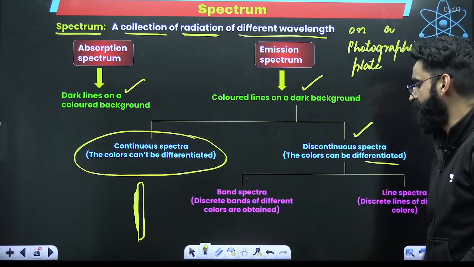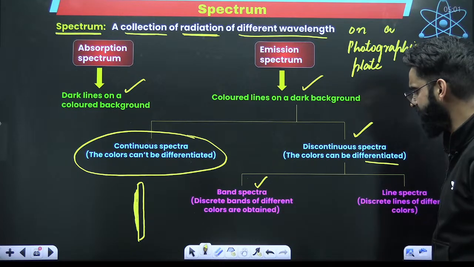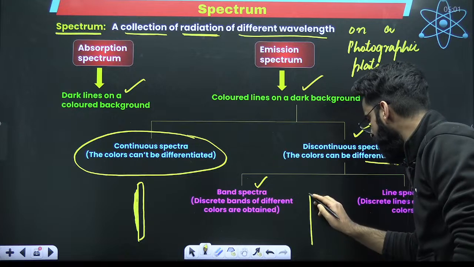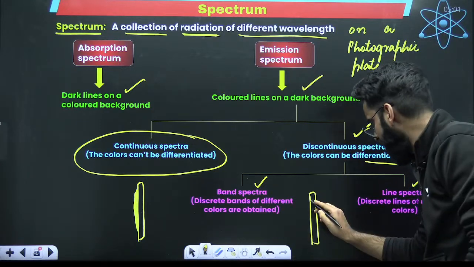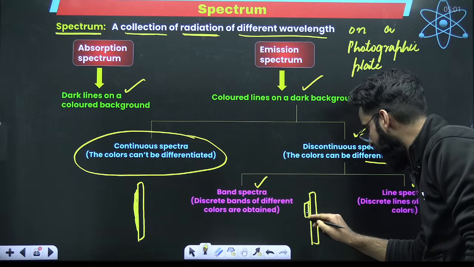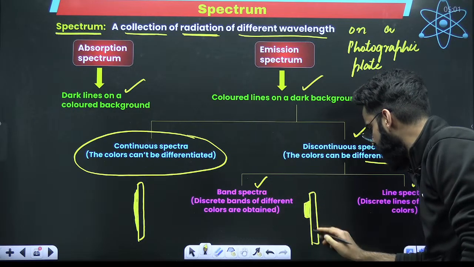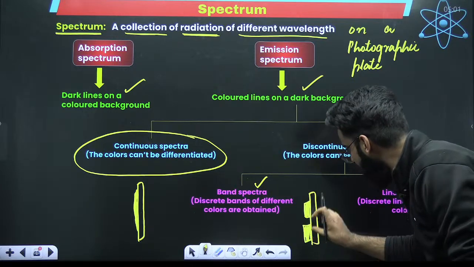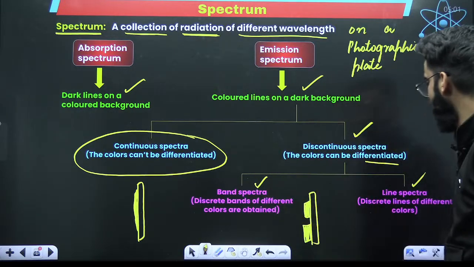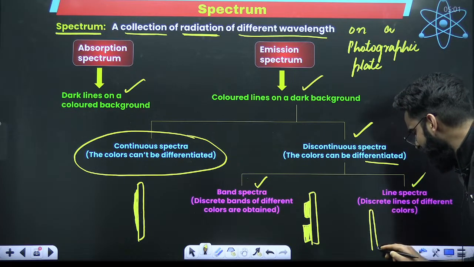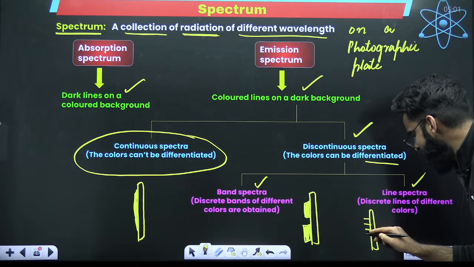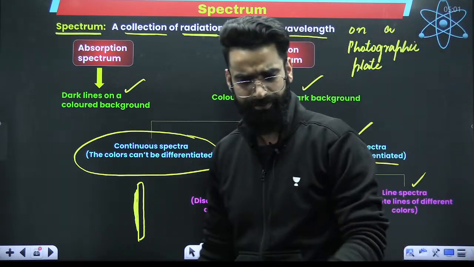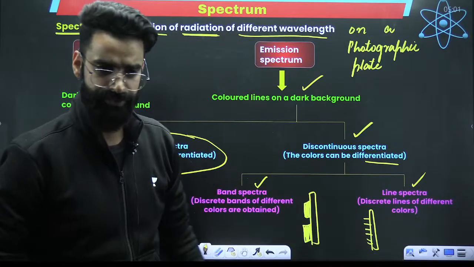Now, this discontinuous spectrum is further of two types. One is band spectra, one is line spectra. In case of band spectra, what do you observe? You get a band of colors. For example, this is a red band from here to here. Let's say this is a green band from here to here. You get bands of colors in case of band spectra. In case of line spectra, you get discrete lines. You get discrete colors over here on the photographic plate. Perfect. I believe all these things are absolutely clear to you.